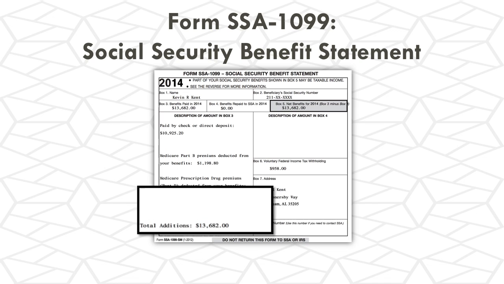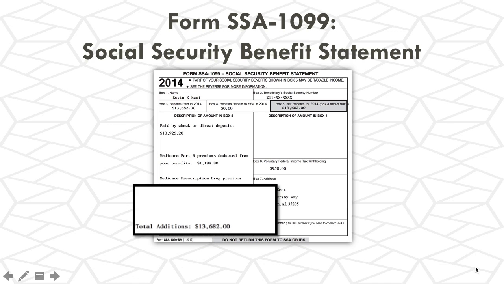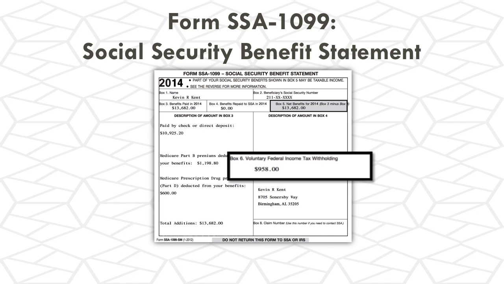Now the bottom of box 3 is going to show the total additions, so it'll show the total amount. That's going to match whatever's up here in box 5. However, it can also report lump sum benefit payments. There's nothing listed here showing lump sum benefit payments, but it can show that. Those are just payments made to a taxpayer for a prior year. Box 6 is going to note any federal taxes that were withheld. Okay.